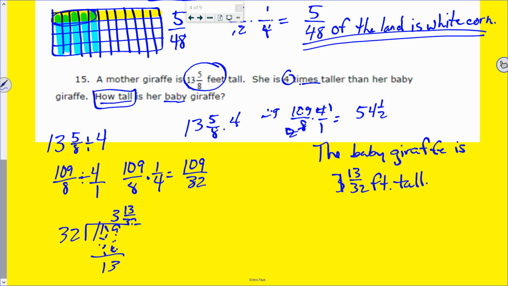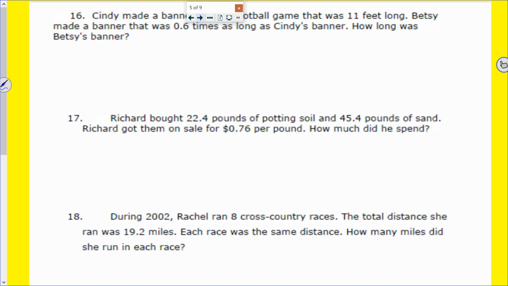And that makes a lot more logical sense than saying that the baby was 54 feet tall. So that's a really good one because of the real world application, and one place where word problems can actually be a benefit. If I did the wrong math, it should show up very clearly.